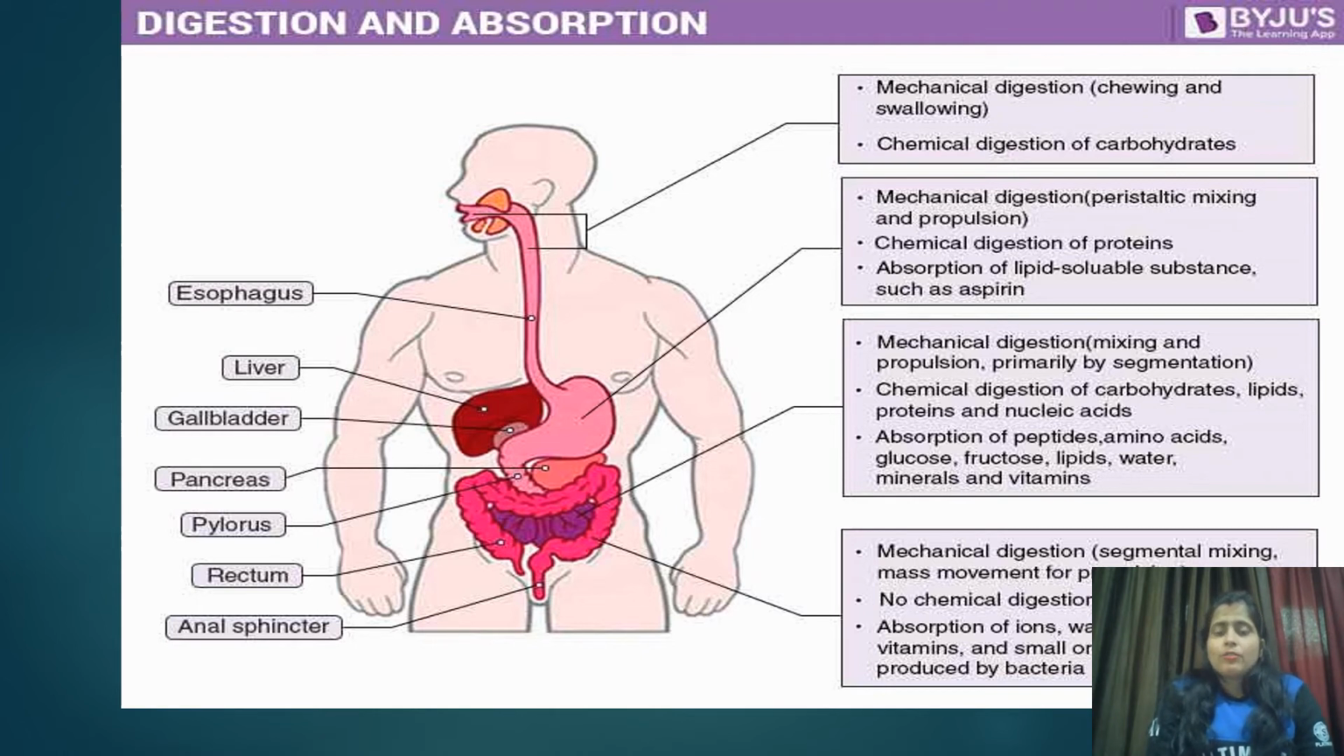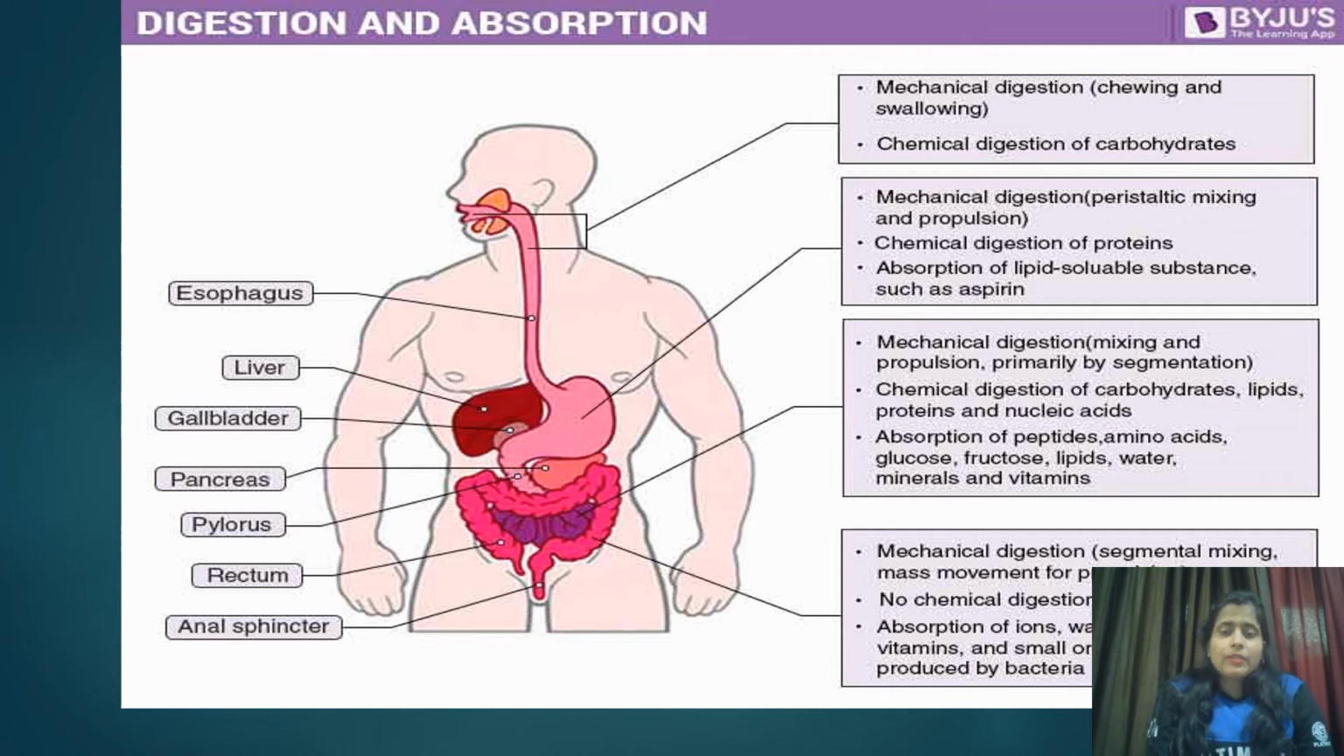Once the food particles reach the stomach, the acid present in the stomach digests the protein particles. So in the stomach, the chemical digestion of protein particles takes place, and absorption of lipid soluble particles also takes place in the stomach.